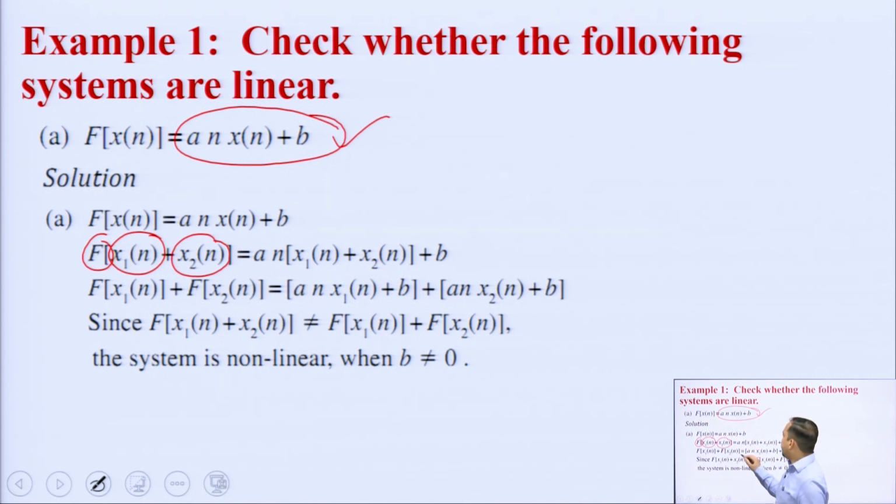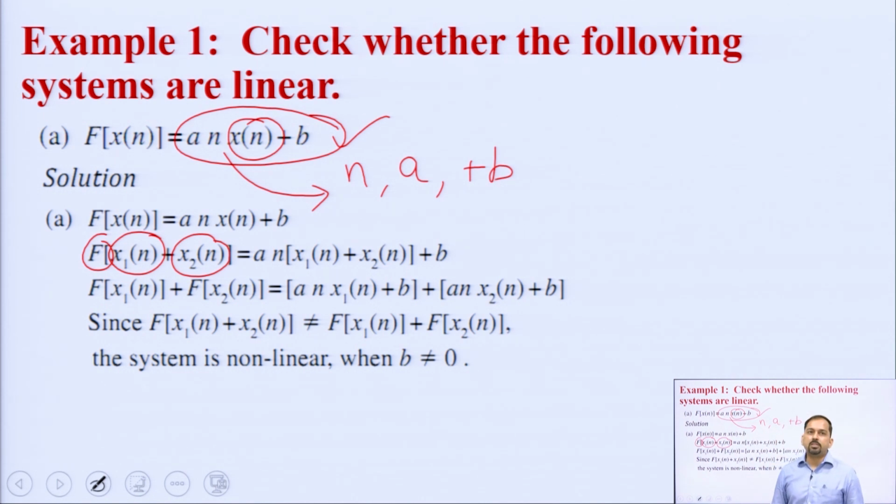So, we are getting A. Now, what is the system performing here? The system is basically performing three things. First, it is multiplying the input signal by a factor of n, it is multiplying by a constant A, and it is performing the addition of B.